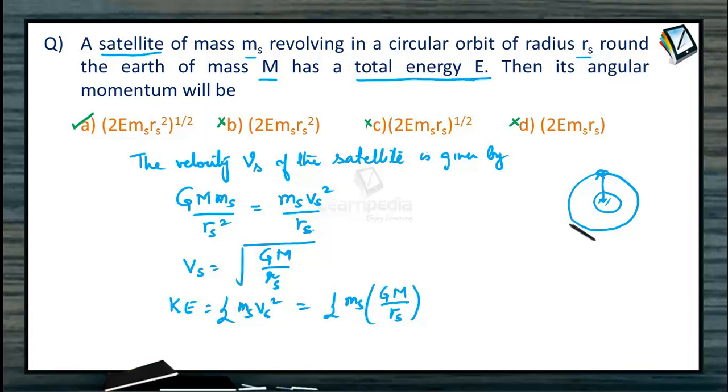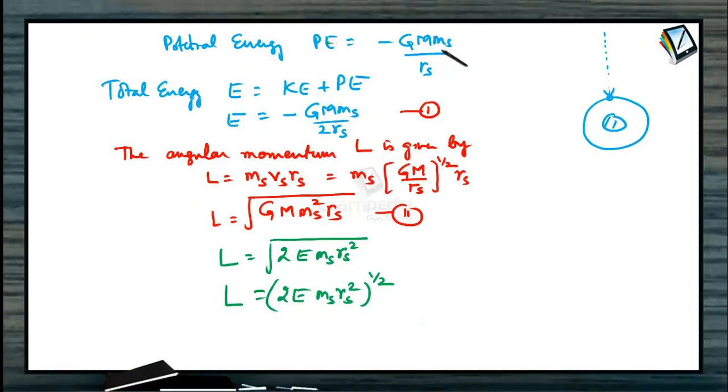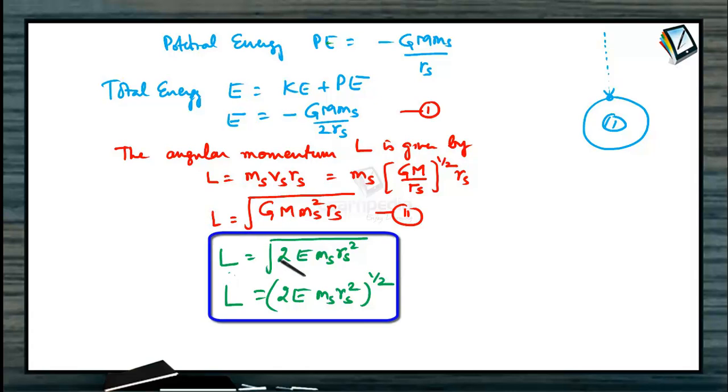So what have we done in this problem? First we calculated the velocity of the satellite. Once we know the velocity of the satellite, we can calculate the kinetic energy. From this we also calculate the potential energy. So the total energy we got, given as capital E, is equation 1. Angular momentum is mvr, so since we know the velocity, substituting here we got the angular momentum. Now this G capital M ms by 2 rs we substitute in terms of E. So L is equal to under root of 2 E ms rs square. This is the value of the angular momentum.